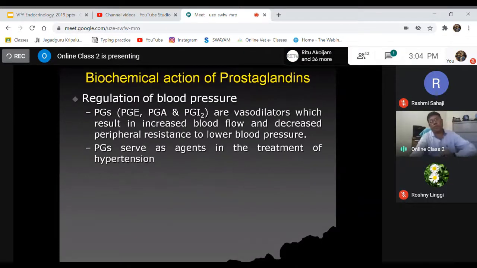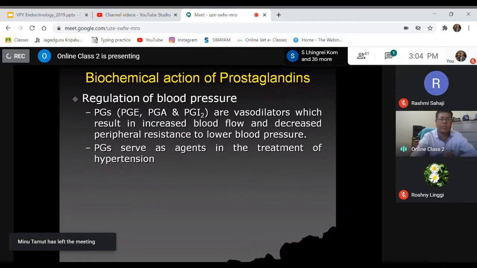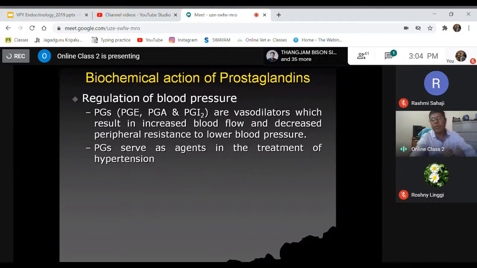How do they regulate the blood pressure? So, regulation of the blood pressure. Prostaglandins, that is PGE and PGI2, are vasodilators, which results in increased blood flow and decreased peripheral resistance to lower the blood pressure. So this is one of the functions. They increase the blood flow. They serve as agents in the treatment of hypertension.